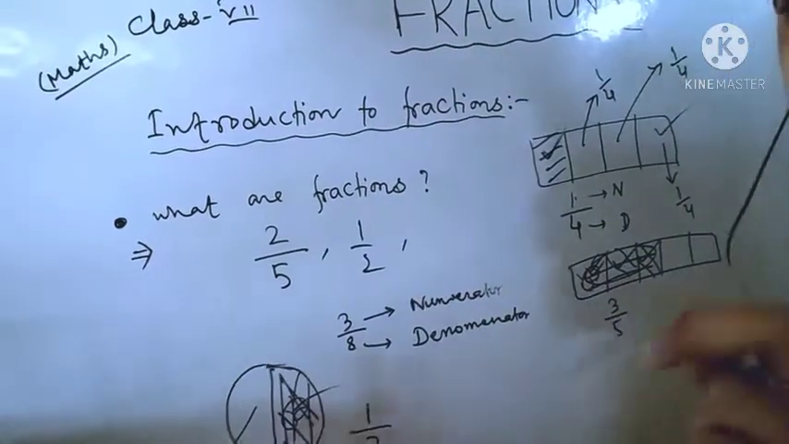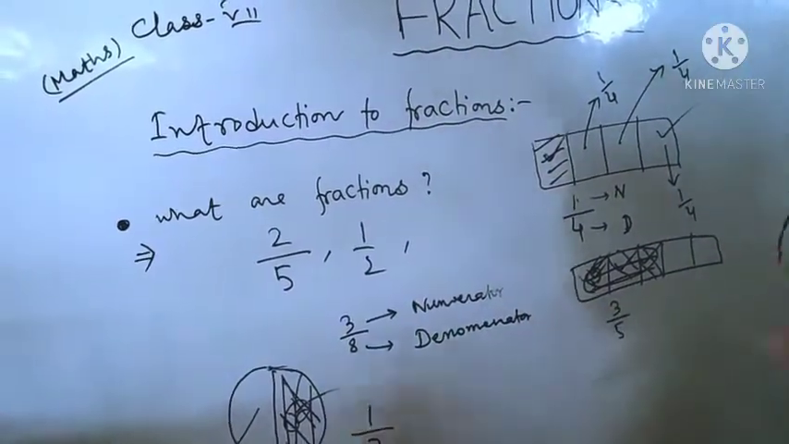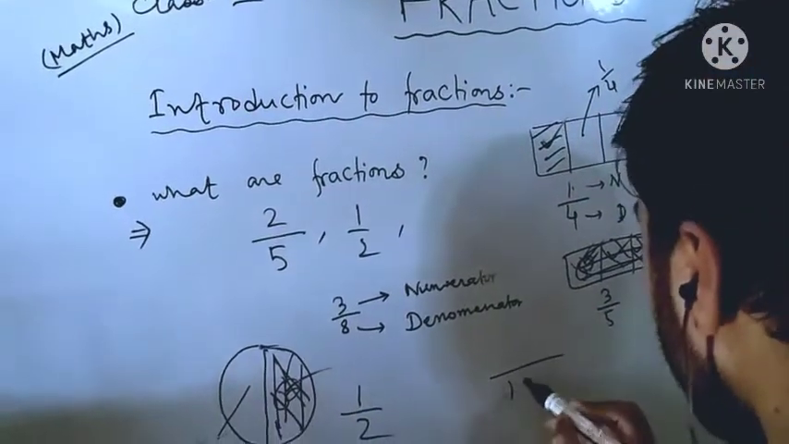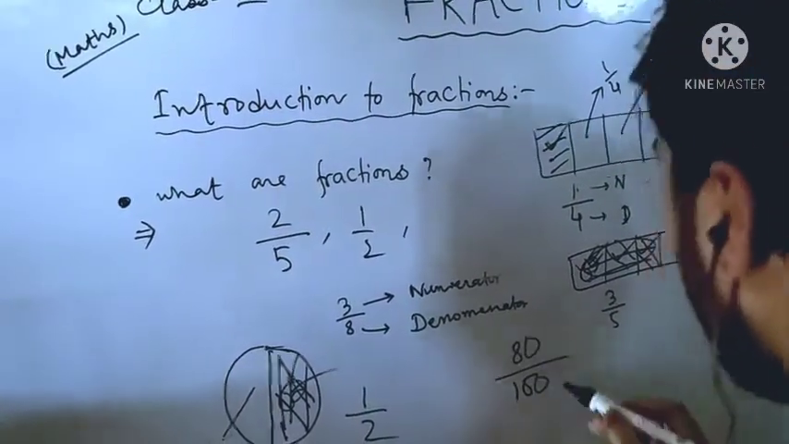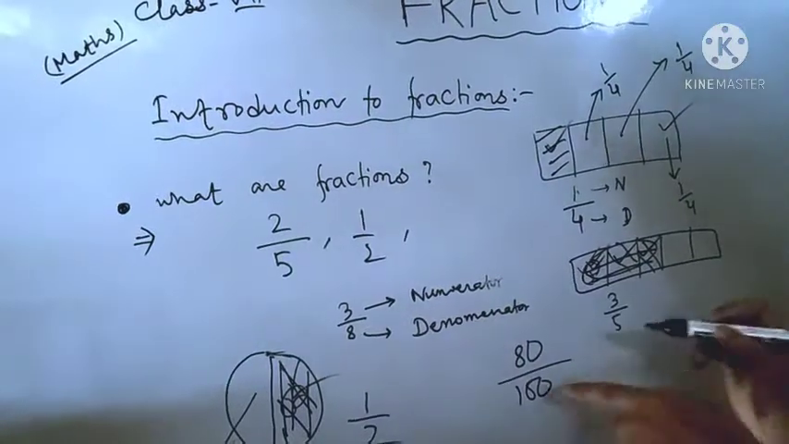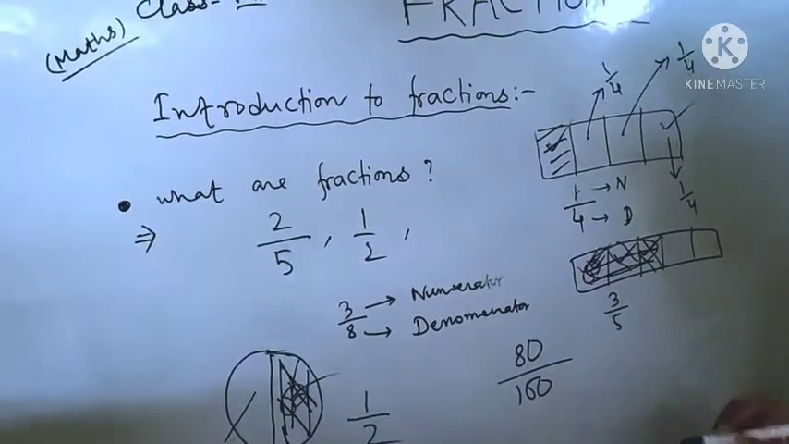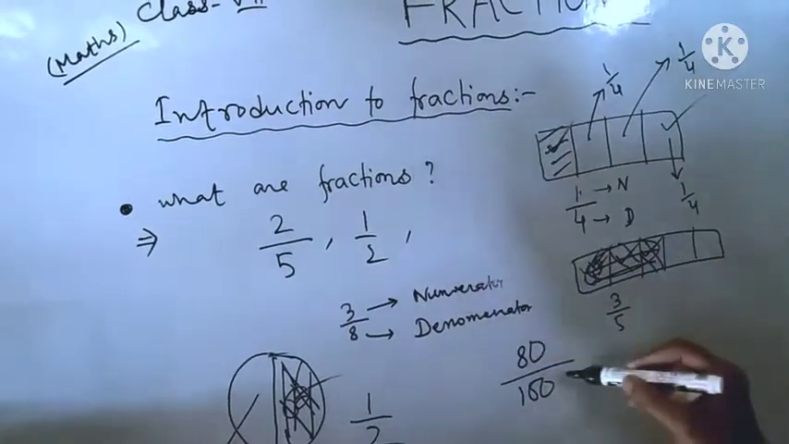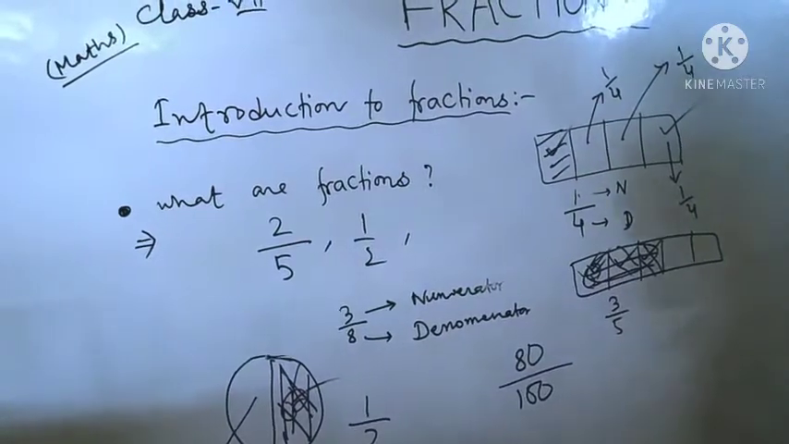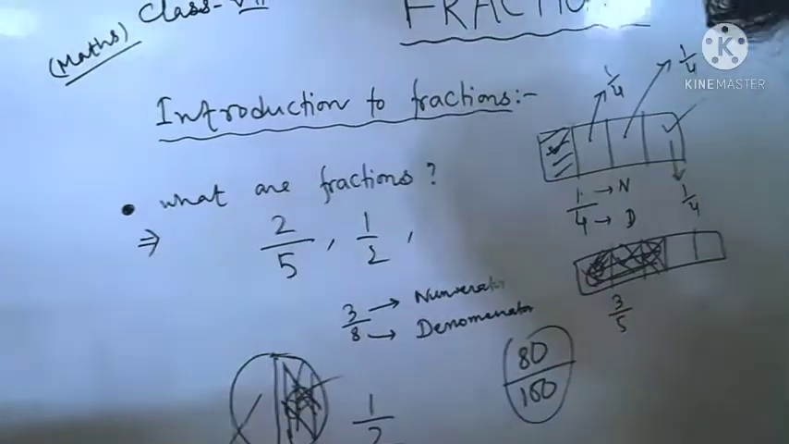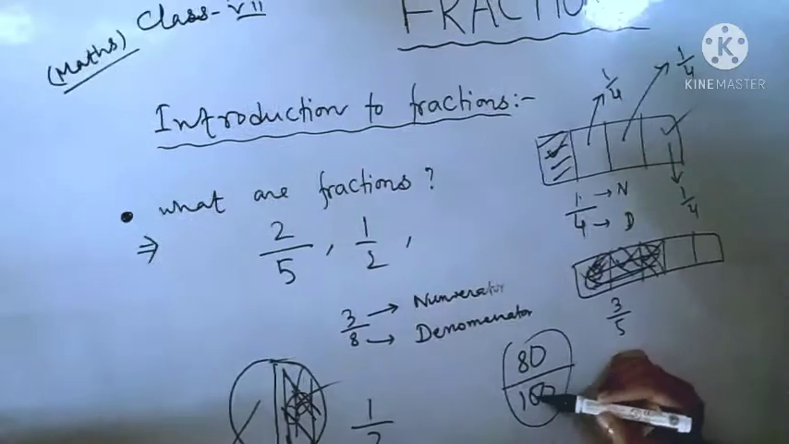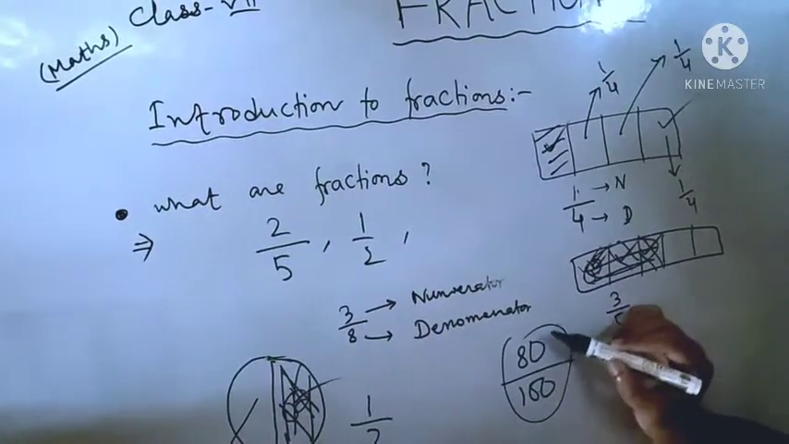If you got 80 marks out of 100 marks, then you write 80 out of 100. That is, 100 will be the denominator and 80 will be the numerator. That is, out of 100 you got 80 marks in your exam. So the teachers will write like that. Okay, 100 will be the denominator and 80 will be the numerator.